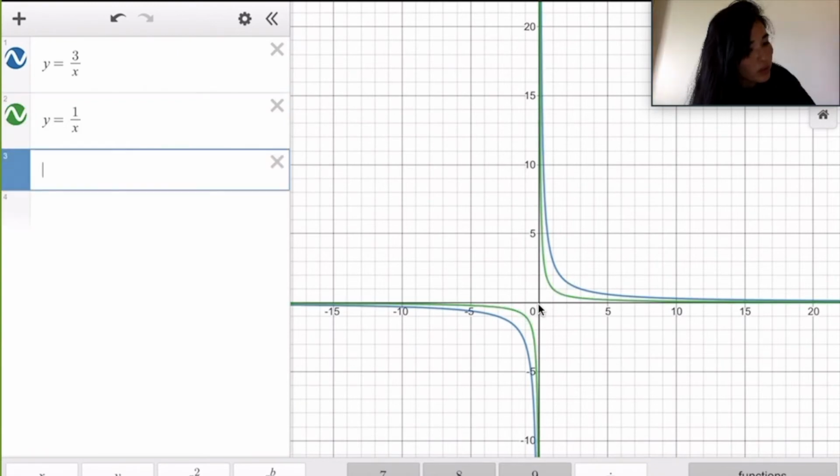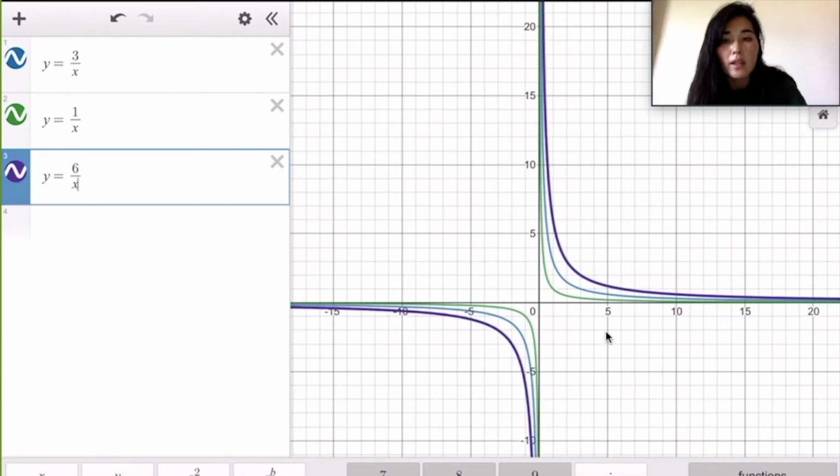Let me show you another example. Let's say y is equal to, we'll say a bigger number, let's do 6 over x. Now that's this purple line here. Notice that the larger the number is on top, it pulls your graph further away from 0.